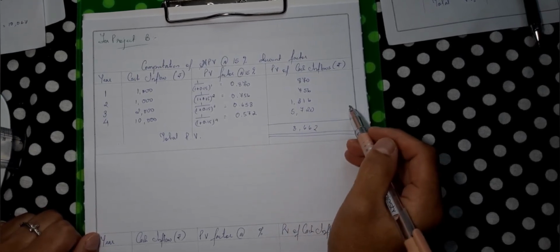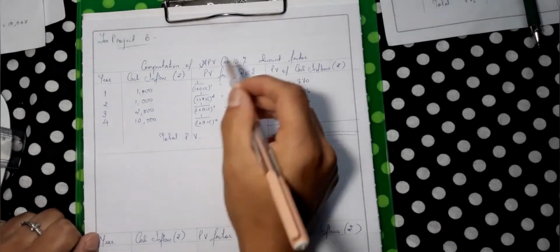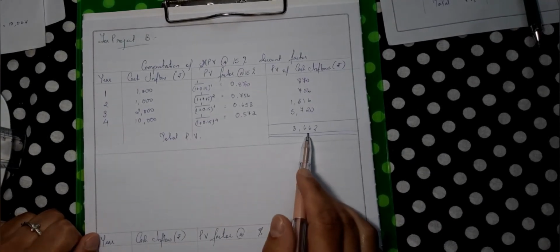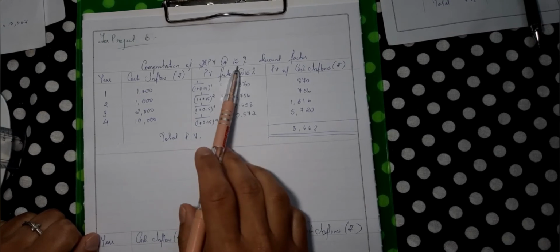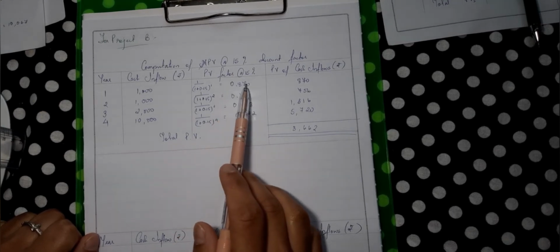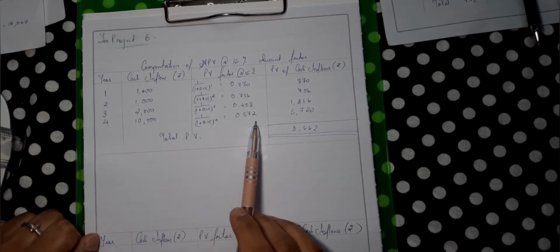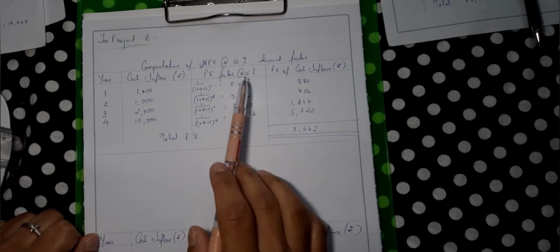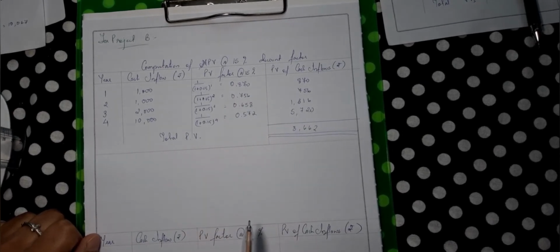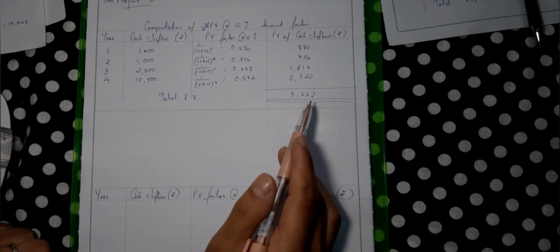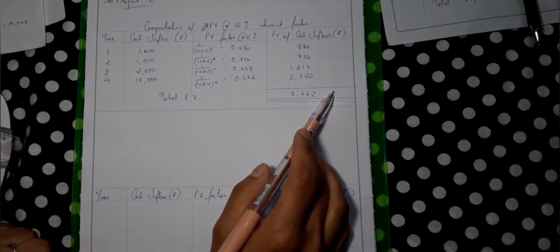We have to increase it. In order to increase it, we have to take a smaller percentage. Okay, in order to increase this cash inflow, we have to take a smaller percentage, because a smaller percentage means a higher PV factor. Okay, and just compare the table. Okay, a lower percentage means a higher present value factor. That is why we have to decrease the percentage in order to increase the cash inflows.